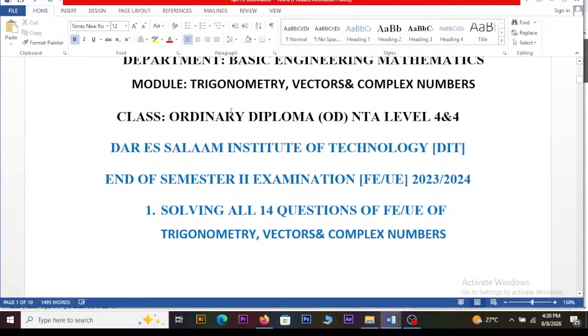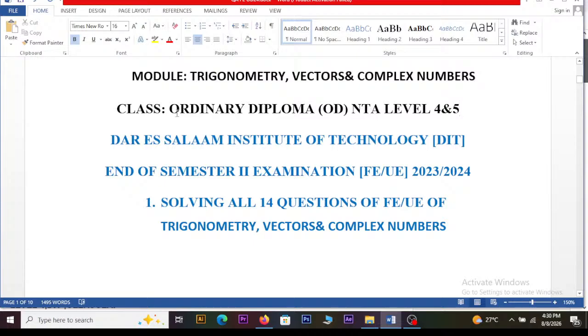Class, this is for ordinary diploma or NTA Level 4 and NTA Level 5. Kwa hiyo maana yake kipindi hiki tunaelekeza na tunapendekeza kisomwe na wanafunzi ambao wanasoma stashahada ya kwanza au stashahada ya uhandisi, sayansi, sayansi halisi, sayansi ya kompyuta au ya hisabati katika mwaka wa kwanza ndio NTA Level 4 na mwaka wa pili ambao NTA Level 5. This module is being taught in second semester of first year at the Dar es Salaam Institute of Technology, DIT.